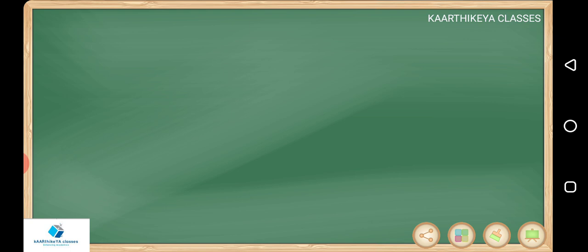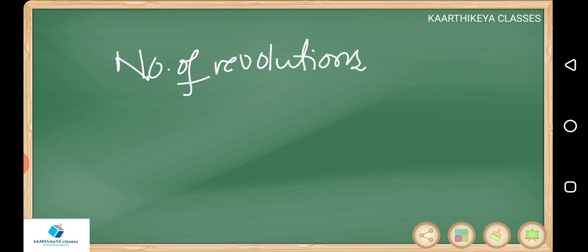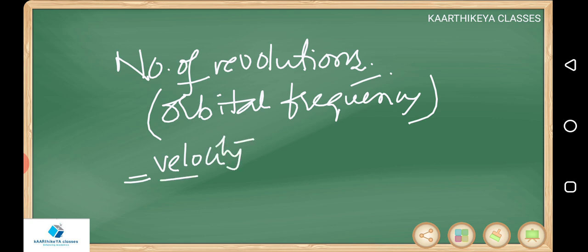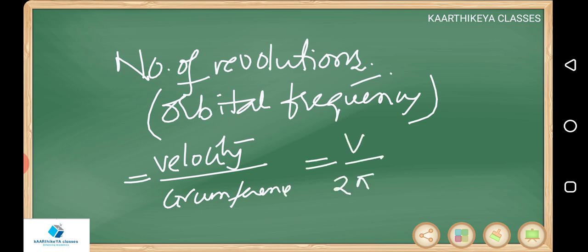One more line, the number of revolutions. You can see this in all your institution questions, this question will be there, but actually it has not been asked in the past 10 years, I think. If you want to calculate the number of revolutions, this is nothing but the orbital frequency, which is equal to velocity by circumference. Velocity is v, circumference is 2πr.